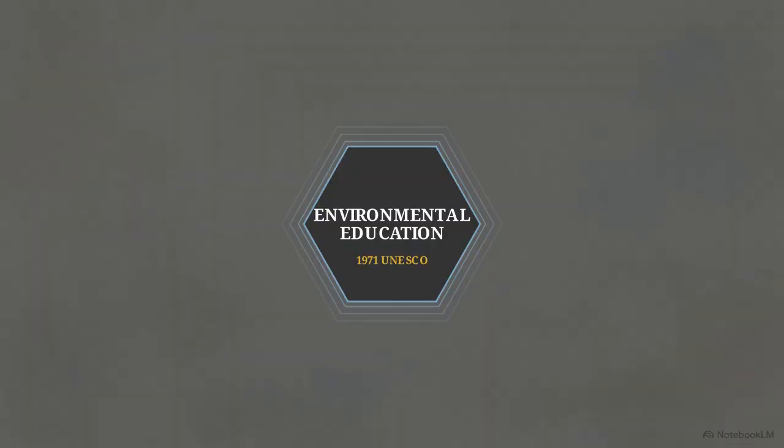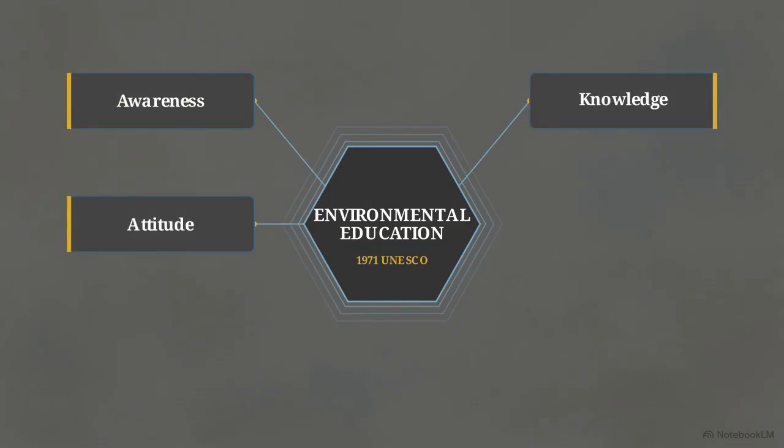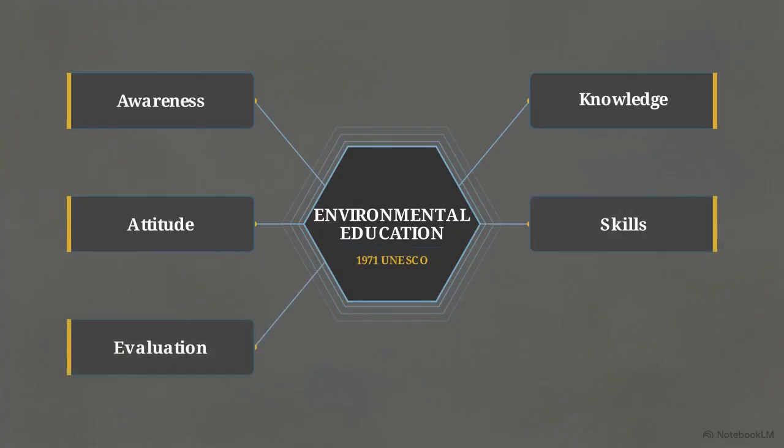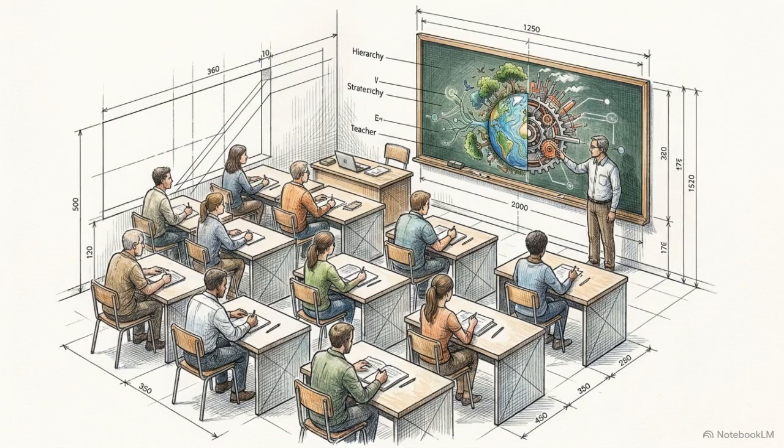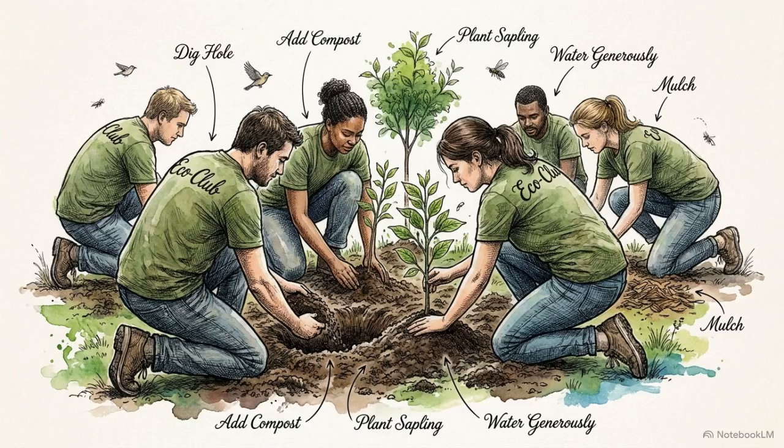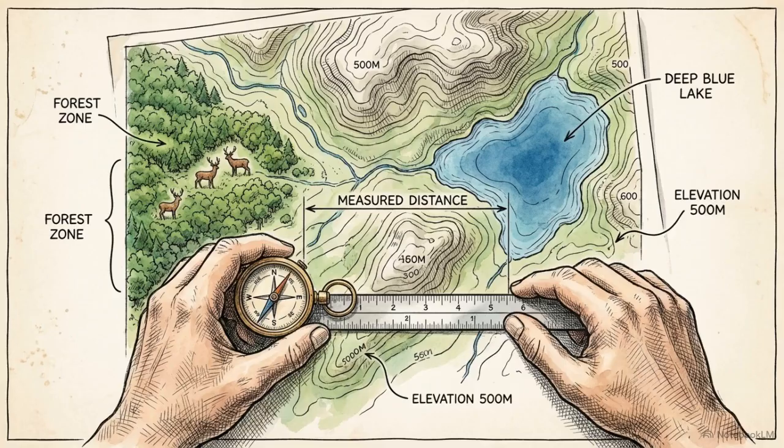To address these ethical failures, institutions rely on environmental education. The 1971 UNESCO framework breaks this down into 6 exact objectives: building awareness, imparting knowledge, developing attitude, teaching practical skills, enabling evaluation, and driving active participation. This education is delivered in 2 ways. Formal education operates through standardized, mandated school curriculums. Non-formal education happens outside the classroom walls, relying on community eco-clubs and public awareness campaigns. Education and ethics manage human behavior.